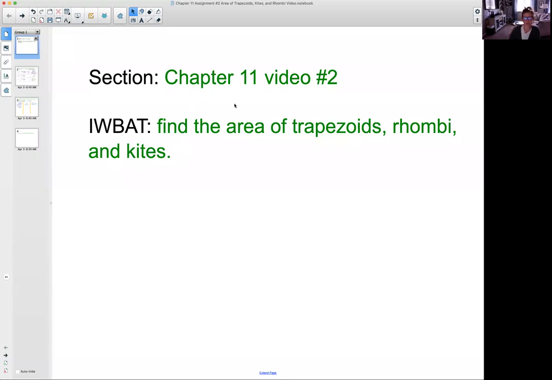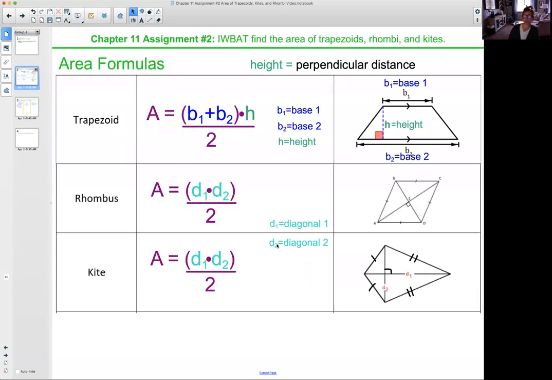In today's video, we're going to continue with chapter 11 and talking about area. This video specifically is going to talk about area of trapezoids, rhombi, which is the plural for rhombus, and kites. Make sure you pause if you need to write something down before you listen to me explain it.